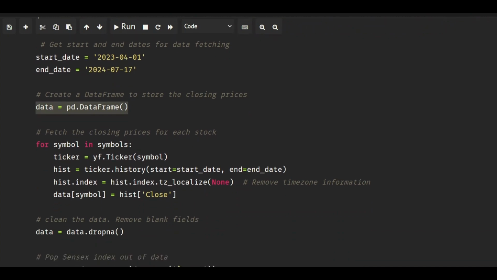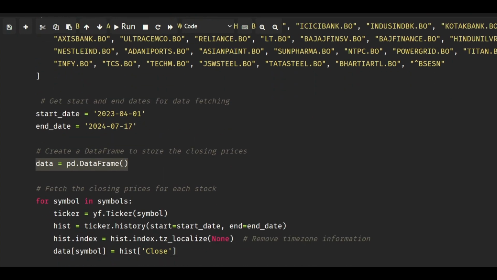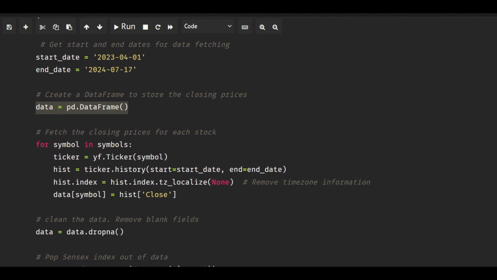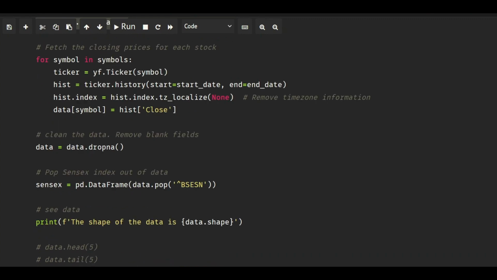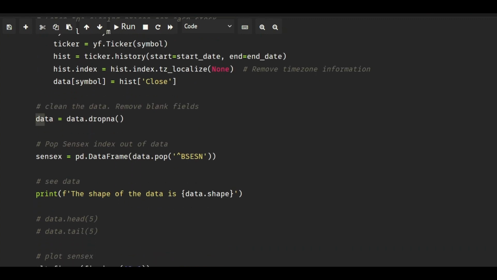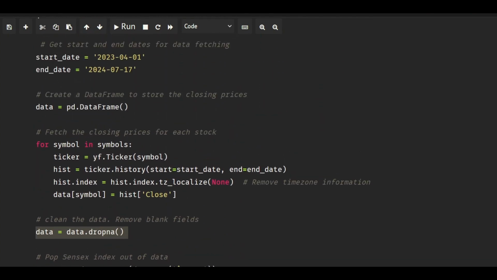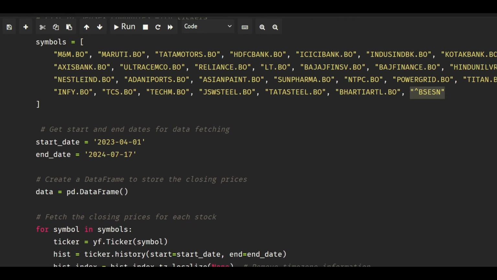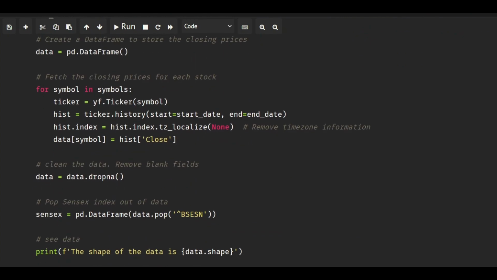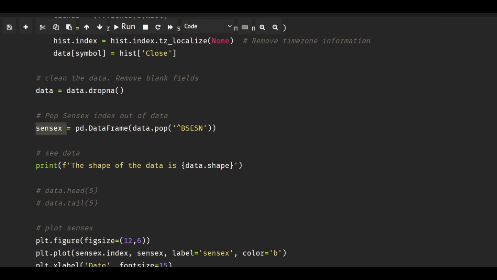So in this for loop, I'm just going through each of these tickers and picking up the data, that is the close price, end of the day data, from the Yahoo Finance website. And then I'm going to save it as a data frame and do further analysis on the data. And I do a little bit of cleaning. Wherever I find blank fields or missing data, I drop those rows here. And lastly, I just pop out, as I told you, that Sensex is also part of this data frame. I just pop out that data in a separate data frame called Sensex for plotting, etc.